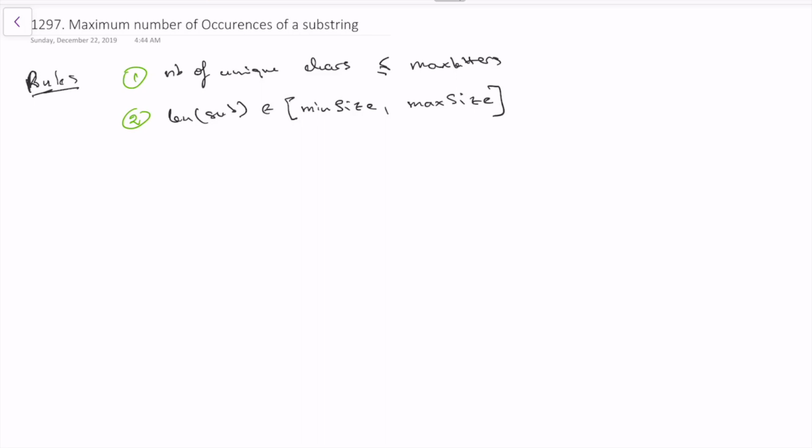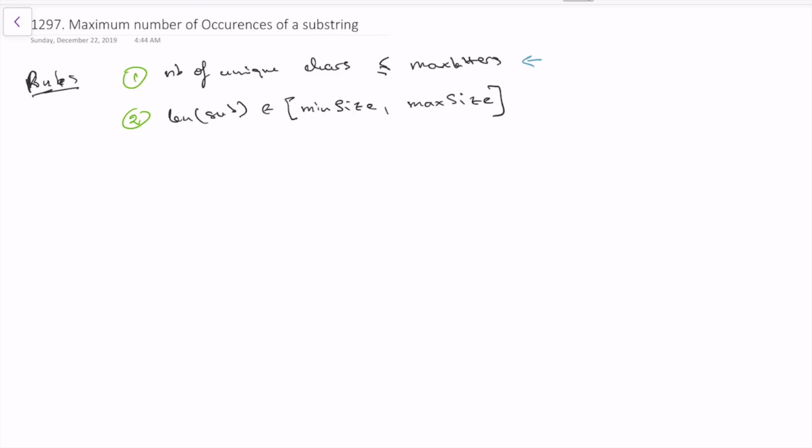Now, how can we approach this problem? The one thing we can think of is, okay, let's just construct these substrings, and basically just count the occurrences of each substring that is valid according to these rules, and then take the maximum. So a very straightforward approach. To do that, we need to construct these strings, right? Constructing them with the first rule is kind of hard, but with the second rule is pretty easy.